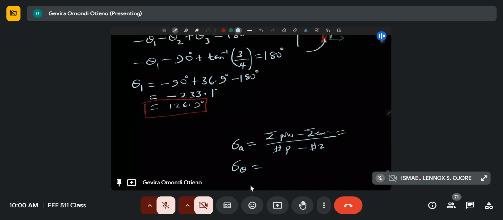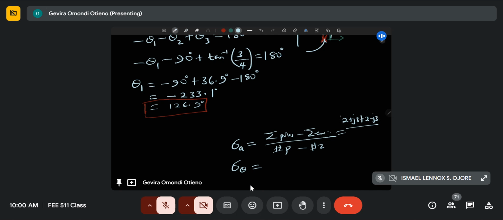The sum of the poles: the poles are at 2 plus J3, and you add 2 minus J3. The zeros are not there, so minus the sum of zeros. Zeros are at minus 2, is it?